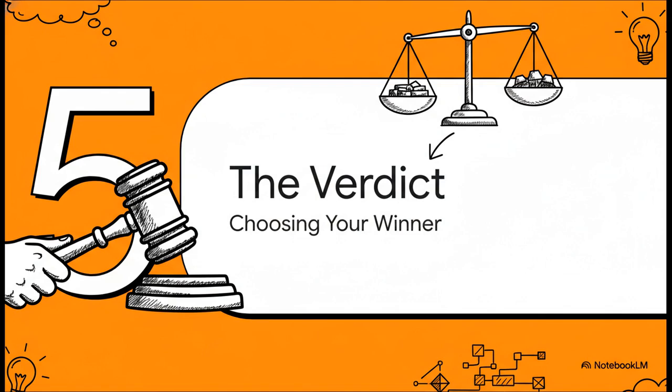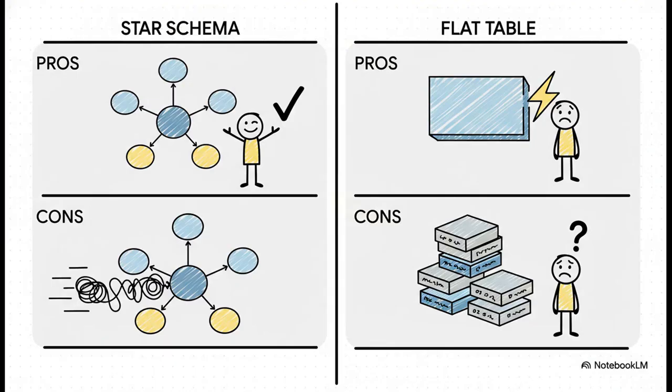So, after all of that, how in the world do we choose a winner in this great data debate? Okay, it's time for the verdict. Let's just put them head to head. The pros for the star schema are all about long-term sanity. It's clear, it's reusable, and it's way easier for regular business folks to understand. The main con is that joins can sometimes be a performance issue.